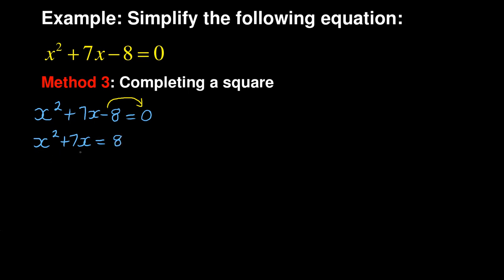Then when I've done that, I must then do the completing of a square. Now when I'm completing a square, the key thing that I'm going to focus on is the coefficient of x, and the coefficient of x is the number before x. It is this particular number. So that particular number is positive 7. So now when I am completing a square, I'm going to find half the coefficient of x. So this is how you write it.